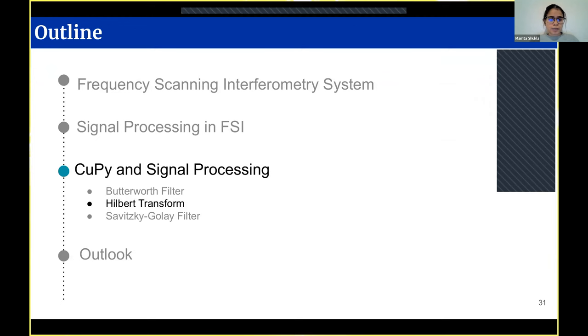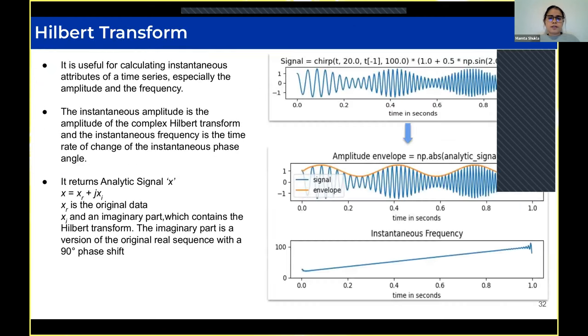Next, I would like to talk about the Hilbert transform. So what happens when we have a real-time signal? If we do a normal fast Fourier transform, we have a very linear relation between phase and frequency. And if we want to know the instantaneous attributes of any time series, we need to go through the Hilbert transform. In the Hilbert transform, it actually shifts your signal by a 90 degree phase shift to know the instantaneous frequency, which we call an analytic signal.